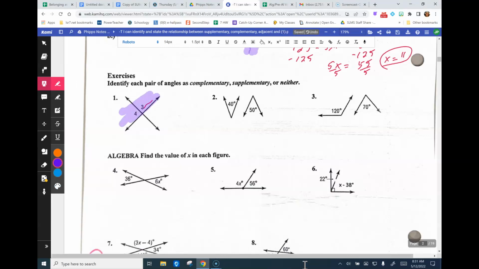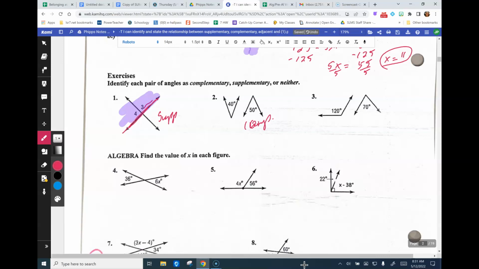This right here. Look at that. They're on a line. So what kind of angles are those? 3 and 4. Of course, those are supplementary because they add to 180. Look at number 2, 40 and 50. Those add up to be 90 degrees, so those are complementary.